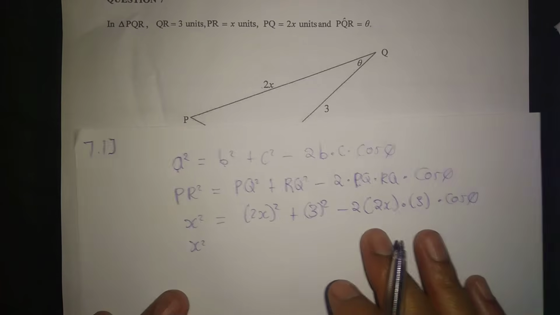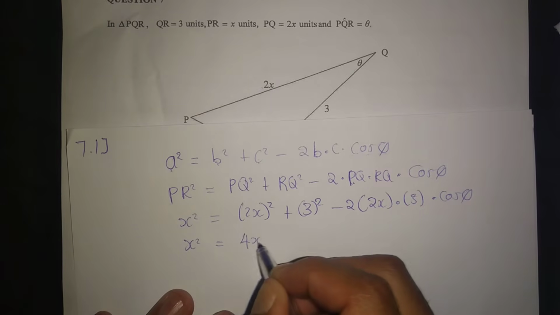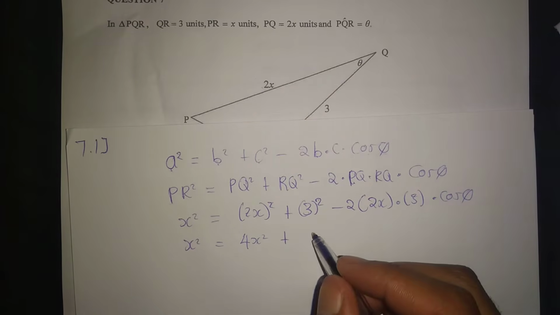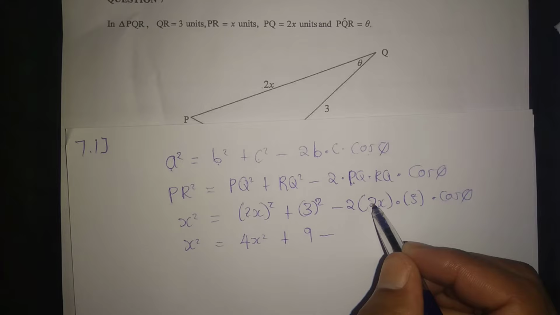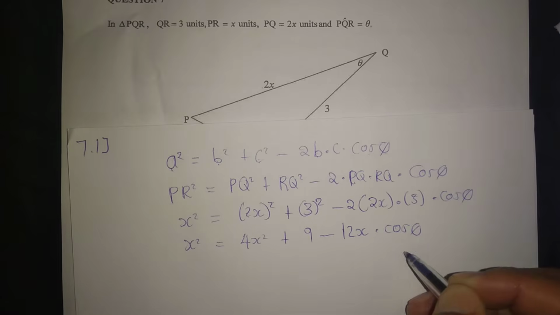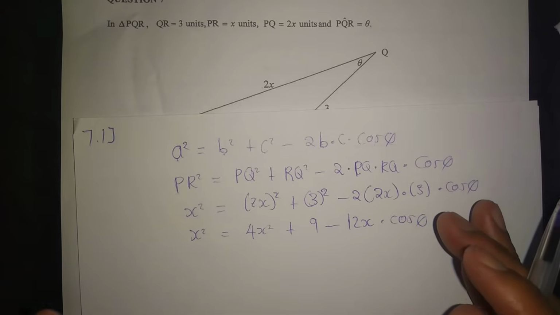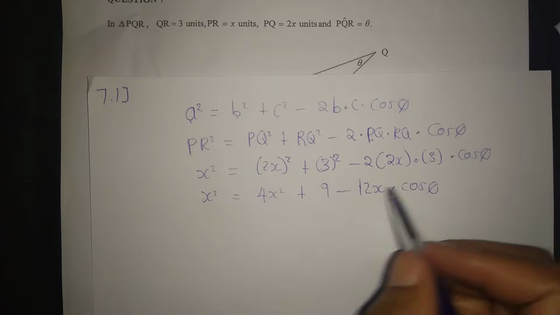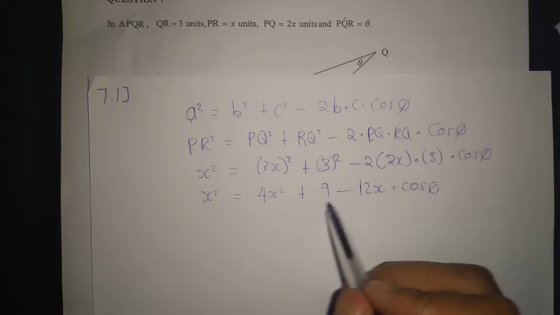So x squared is equal to, let's simplify my brackets now. It's going to be 4x squared, 2 squared is 4, so 4x squared, plus 3 squared is what? It's 9, minus 2 times 2 is 4, 4 times 3 is what? It's 12, so it's 12x times cos theta. Therefore, on the right hand side, there are no like terms, so there's nothing to simplify, right? So therefore, the next step is to make cos theta the subject of the formula.